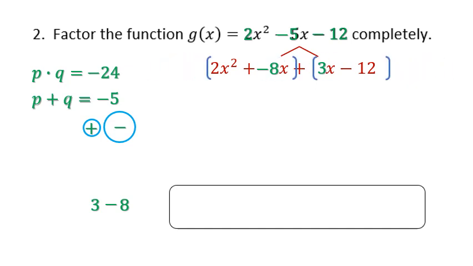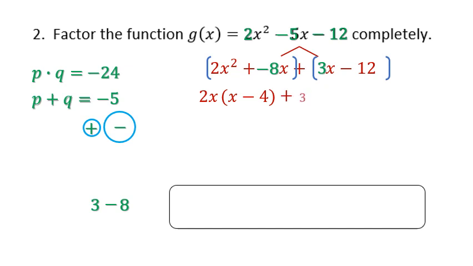Now I can group it and look for GCF in each pair. This first pair, they're both even and they both have an x, so we're going to pull out a 2x. What does that leave me with? If I pull out the 2 and one of the x's from the beginning, that leaves me with x. Negative 8x divided by 2x is going to be negative 4. Second pair, we add that on.